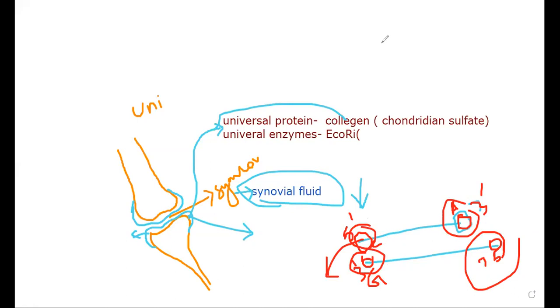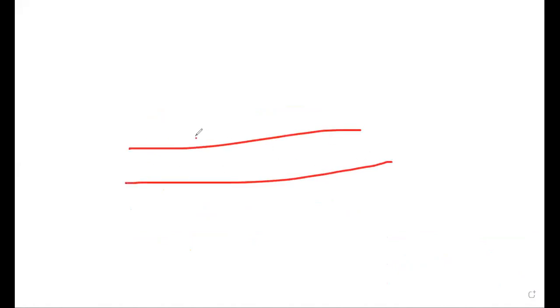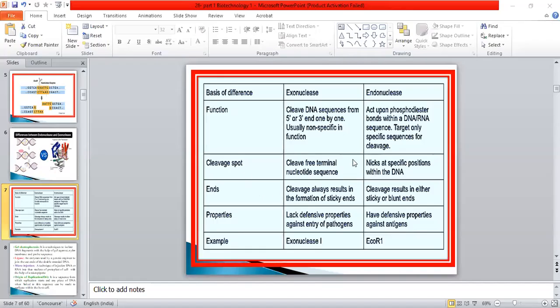But at the same time, in the endonucleases, as already discussed, the DNA molecule can be cut at a specific site only. In this portion, at maximum, only the palindromic gene sequences can be removed. So that is very, very important. The endonuclease nicks at a specific position within the DNA, which we already discussed, and the cleavage always results in the formation of a sticky end. So here is a very, very important point.